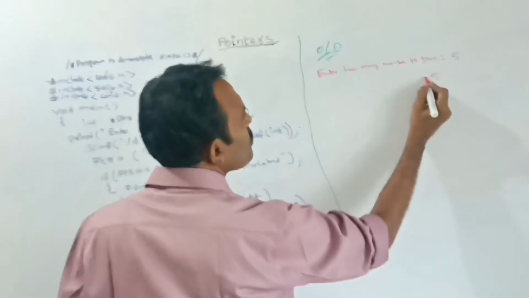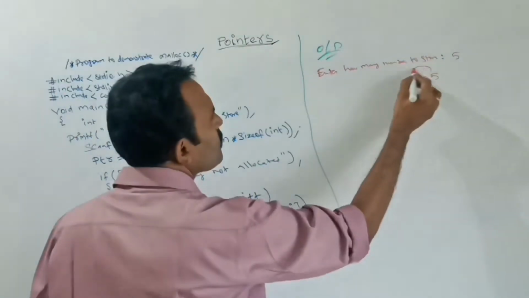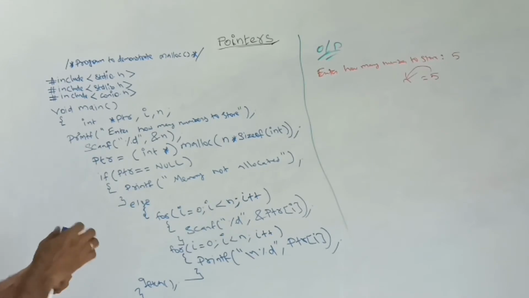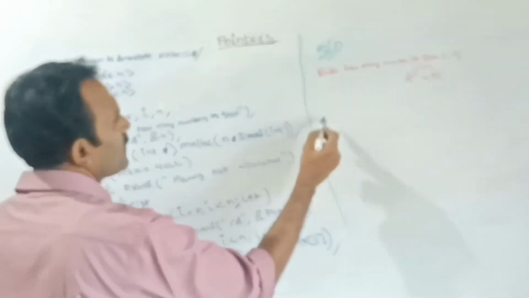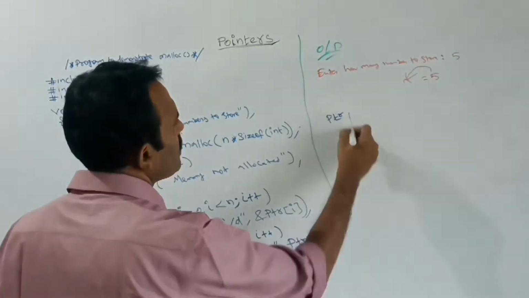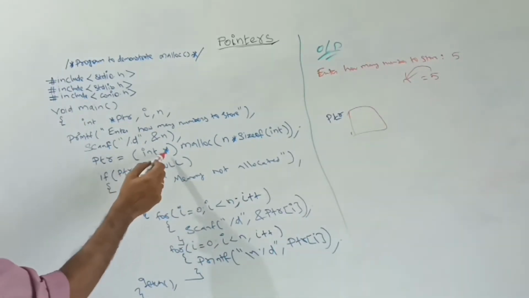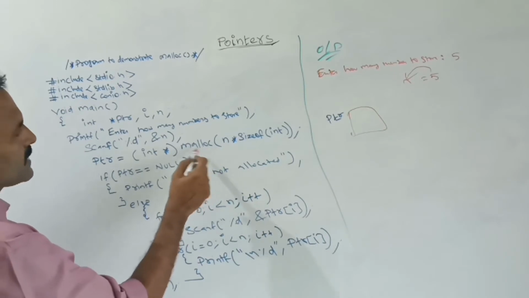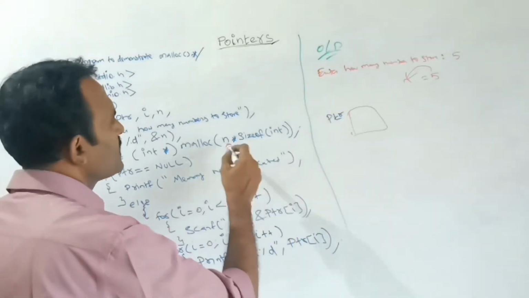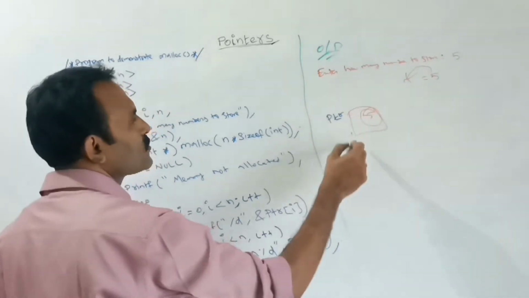Then this 5 is stored where? By using the scanf function I am getting that 5 into n. So this 5 is stored in variable n. Next step, I am allocating the memory for this pointer ptr. How much? With integer typecasting, int star, malloc, I am allocating memory of n into size of integer. What is the n value? I need to store 5 elements. So here we can store a total of 5 elements.